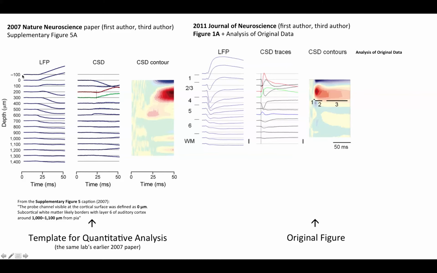Now, what's done is something called current source density analysis, and that gives you a picture of the spatial temporal patterns of activity in the brain. So this x-axis right here is time going left to right, and this is cortical depth on the y-axis. And what you see is that sensory input arrives in layer 4 in the middle layers, and then activity spreads up to layers 2 and 3. Now, layer 2-3 is at a depth of 200 to 300 microns in mouse cortex.